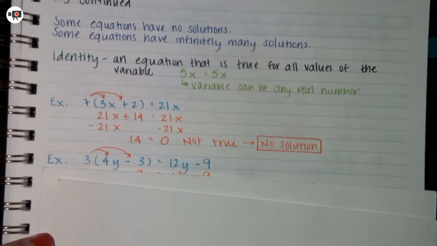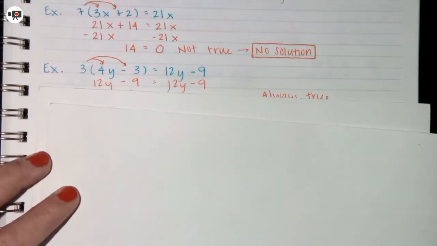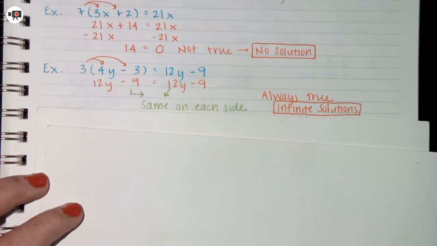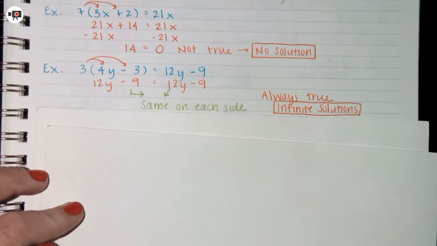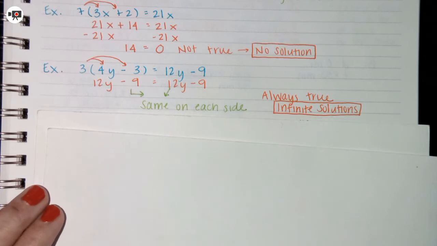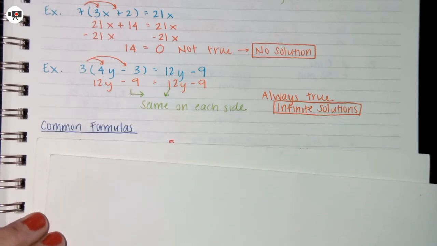Now for 3 times (4y minus 3) equals 12y minus 9, if I distribute, then I move all variables to the same side. I don't even have to do that because I can recognize that 12y minus 9 equals 12y minus 9. Each side is exactly the same. That is an identity, and we have infinite solutions because that is always true. It does not matter what my variable is.